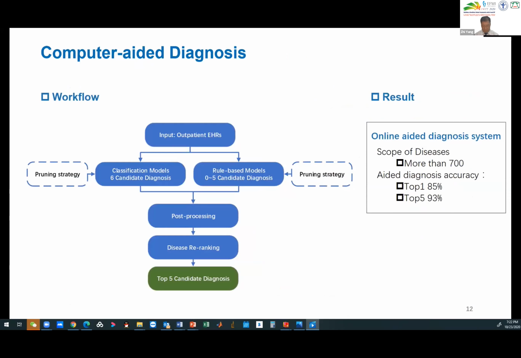With all the information extracted from clinical notes, in theory, we can do more things with the help of artificial intelligence. Intelligent medicine comes to be a very hot research area. Computer-aided diagnosis is one of the important directions. Assembling deep learning model and rule-based model together, the diagnosis tool we developed now can cover more than 600 diseases. And for the accuracy, top 1 is about 85%, and top 5 candidates can cover 93%.